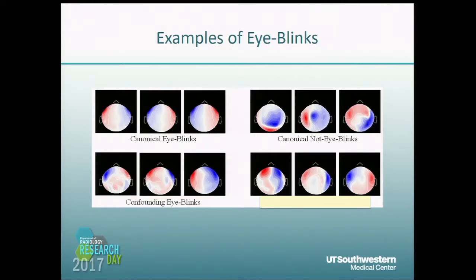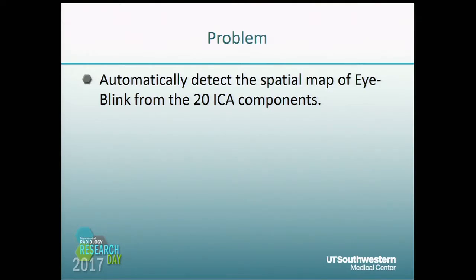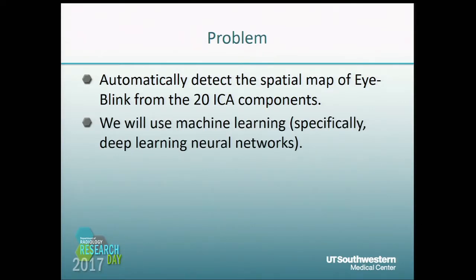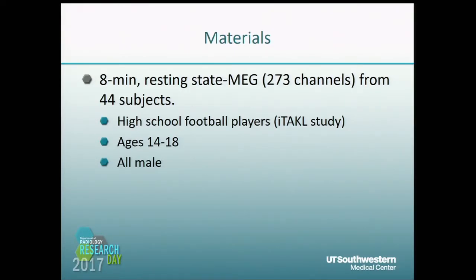And on the bottom left, these are confounding eye blinks because they don't perfectly match the template up top. And on the right, we have canonical not eye blinks because these are not perfect. These kind of look like eye blinks. So to recap our problem, we are automatically detecting the spatial map of eye blink components from the 20 ICA components. And we will use machine learning, specifically deep learning neural networks. And we'll build a two-category classifier that detects eye blink and non-eye blink, and we'll assign a label to all 20 components. We work with 8-minute resting state MEG from 44 subjects.